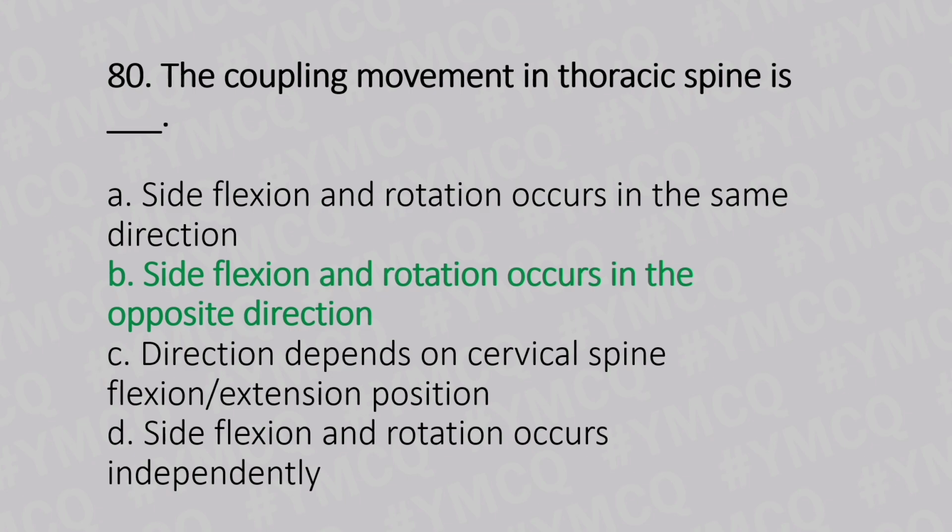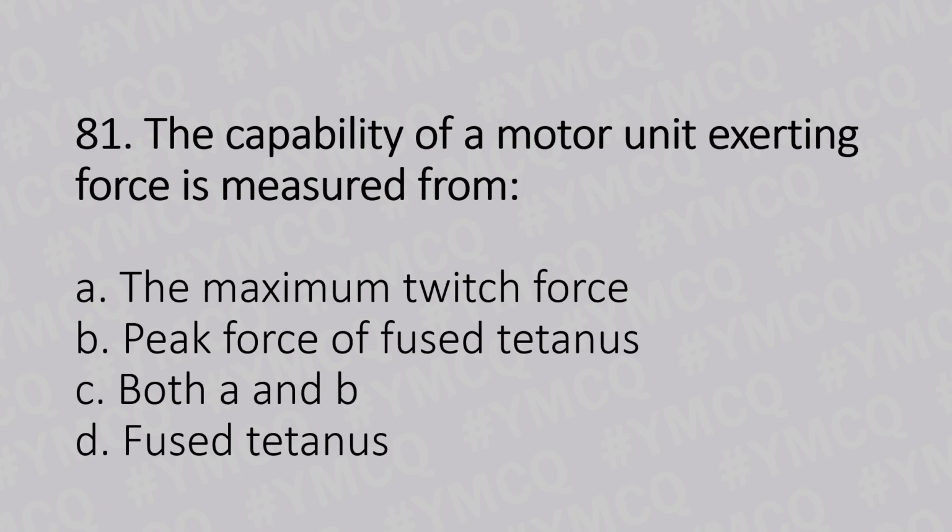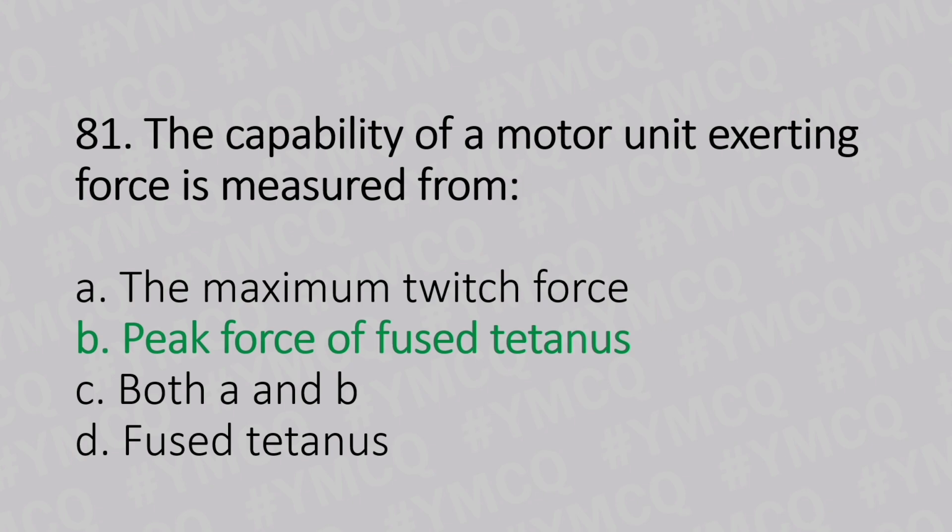Moving to our 81st question. The capability of motor unit exercising force is measured from: option A, the maximum twitch force; option B, peak force of the fused tetanus; option C, both A and B; option D, fused tetanus. And the answer is option B, peak force of fused tetanus.